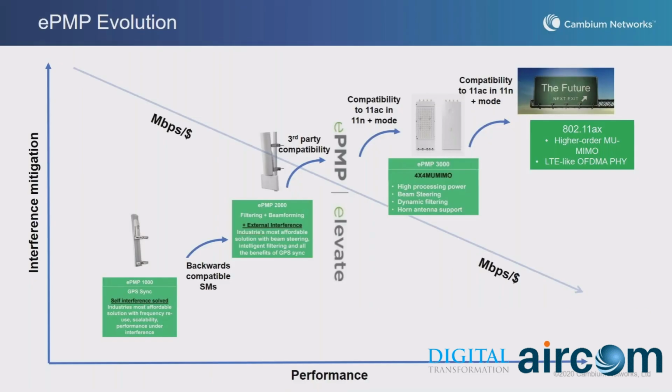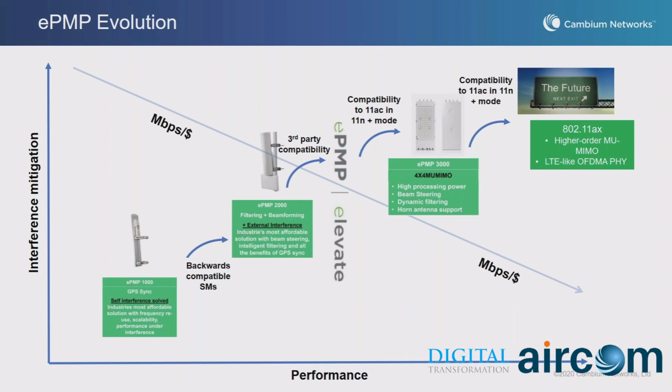So to start with, to talk about the ePMP evolution, ePMP as a product is our cost-effective or cost-affordable point-to-multipoint solution. We have two point-to-multipoint solutions. ePMP is the cost-affordable one, and we also have the carrier-grade one, which we call the PMP 450.